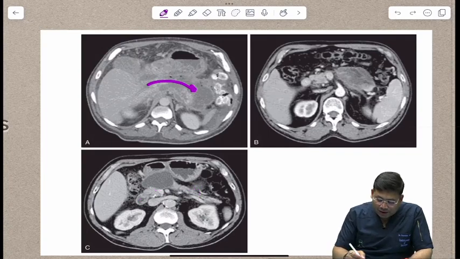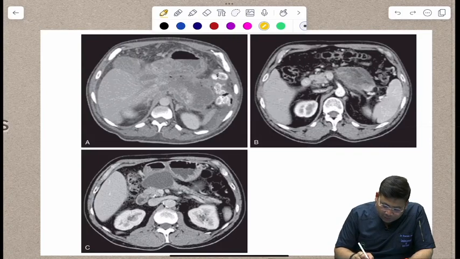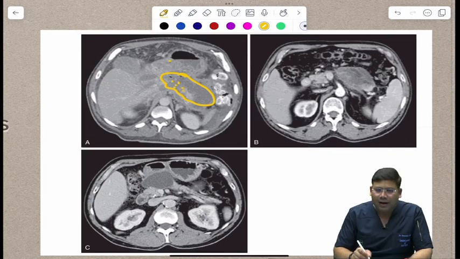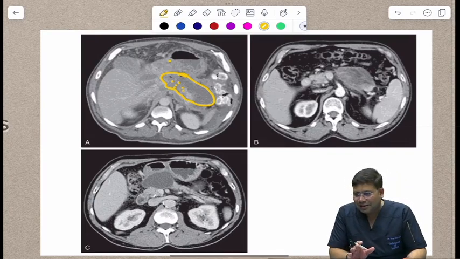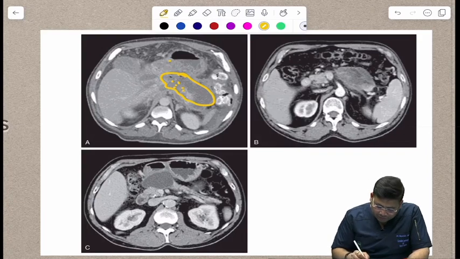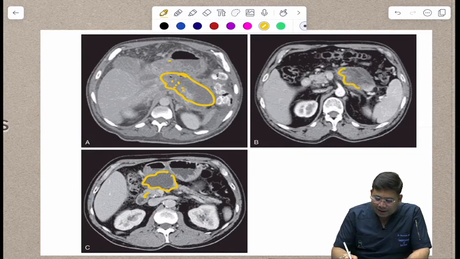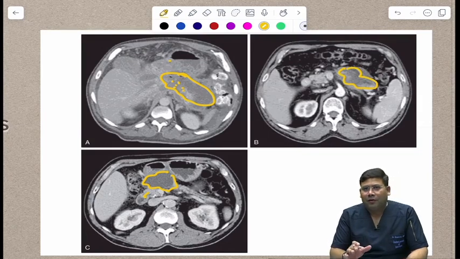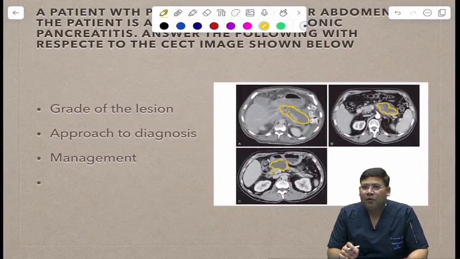But if you see this image carefully, the first thing that you have to concentrate upon is a cyst. There is a necrotizing cyst with solid and liquid collection. You can see here a well defined cyst with some necrotic collection, and this is again the cyst. The distal part of the pancreas is not visible.